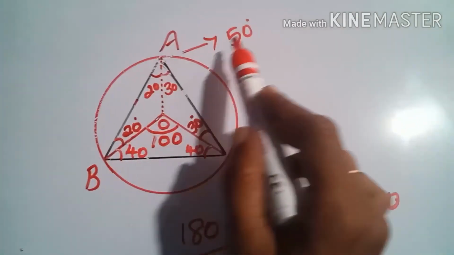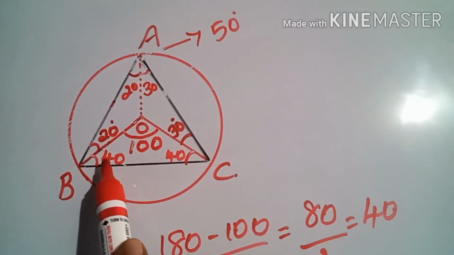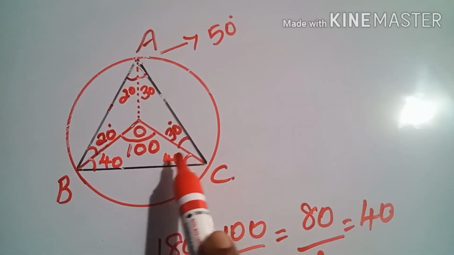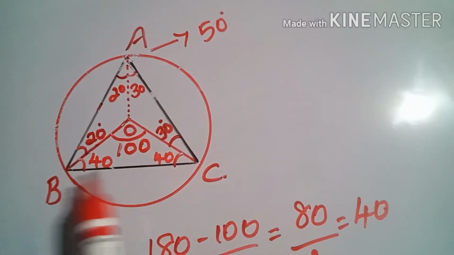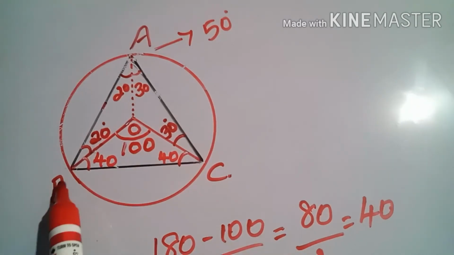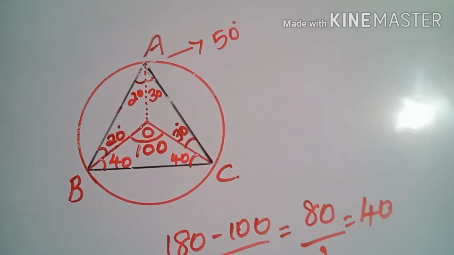So angle A is 50 degrees. Angle B is what? 20 plus 40, 60 degrees. Here angle C will be 40 plus 30, 70 degrees. For the triangle OBC, angle O is 100, angle B is 40, angle C is 40. So this is the answer.